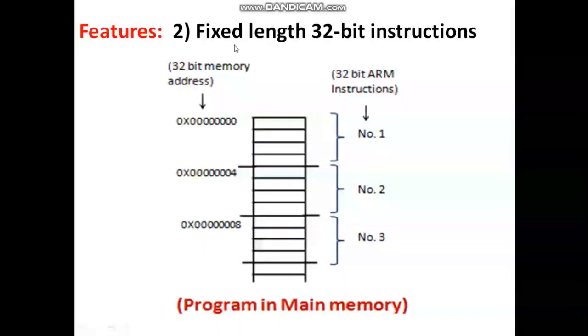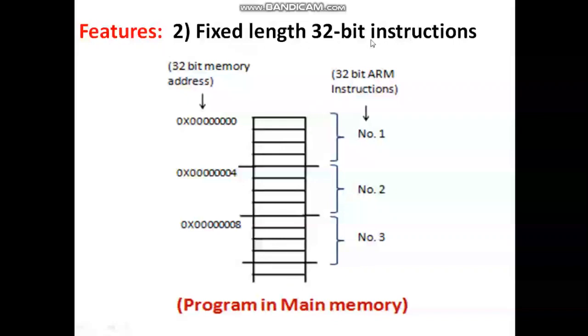Next feature is all the instructions of ARM are of fixed length. Every instruction is 32-bit wide, and therefore when the instructions are stored in the memory, every instruction occupies 4 memory locations. For example, a single 32-bit instruction will occupy 4 successive memory locations. The second instruction will occupy the next 4 memory locations, and so on.